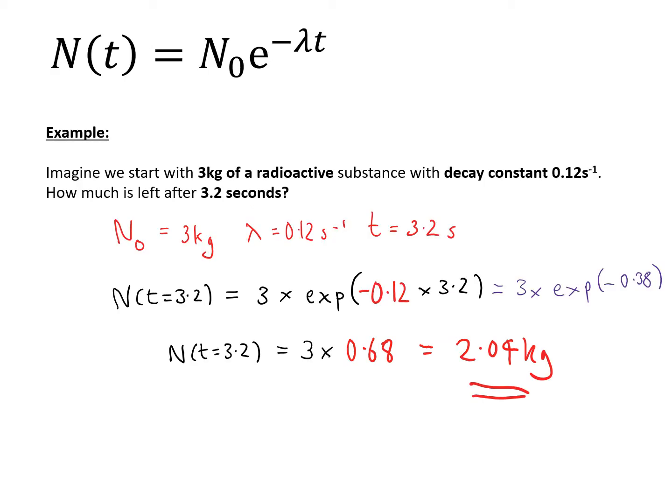So for example, if we start with 3 kilograms of a radioactive substance and the decay constant is 0.12 inverse seconds, how much is left after 3.2 seconds? So if we plug those numbers into our decay equation, first of all, we need to times 0.12 by 3.2, the decay constant times the time. Then we times that by -1 and we take the exponential of it. Then we times that by the amount we started with, 3 kilograms. And we can see that at 3.2 seconds, the amount that we're going to have left is 2.04 kilograms.